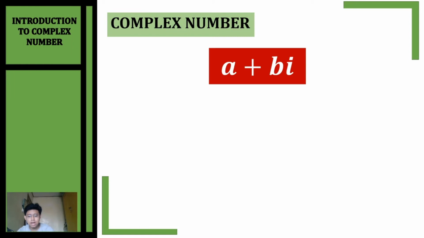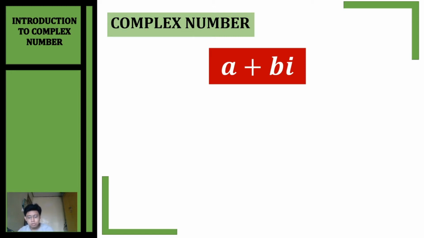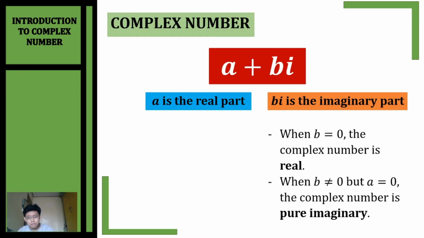A complex number has the form a plus bi. So a and b are real numbers and i is the imaginary unit, wherein i is equal to the square root of -1. Let's identify the parts. a is the real part of the complex number and bi is the imaginary part. When b is equal to 0, the complex number is real. When b is not equal to 0 but a is equal to 0, the complex number is a pure imaginary.